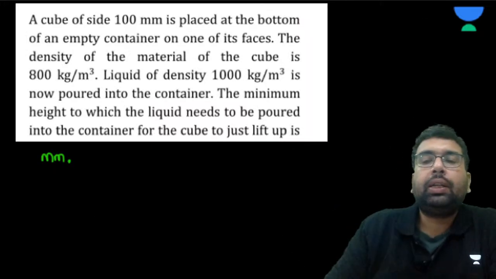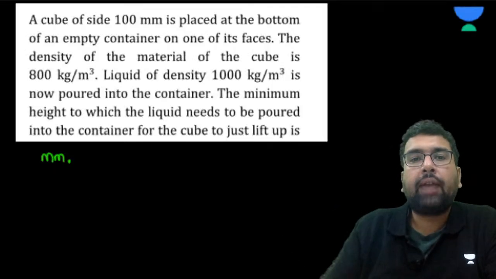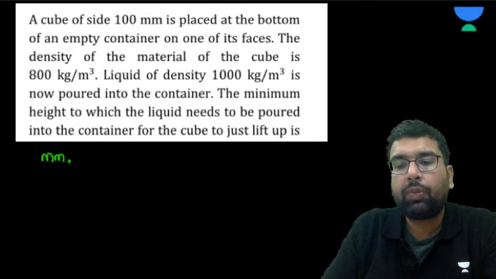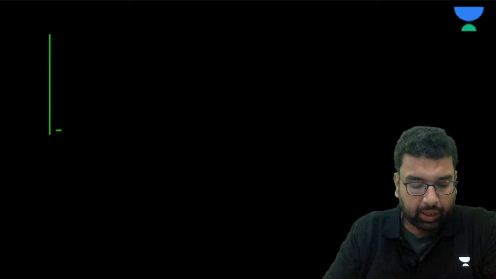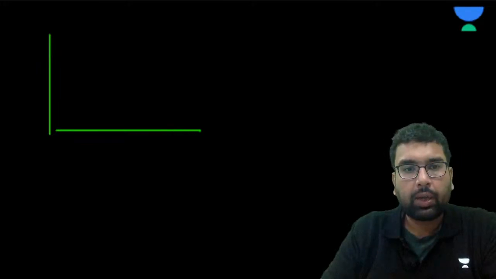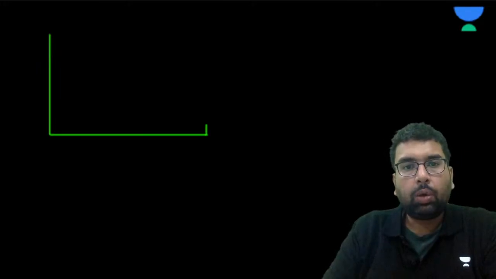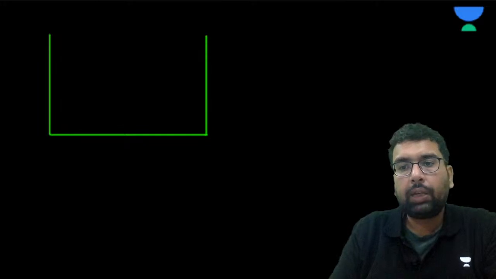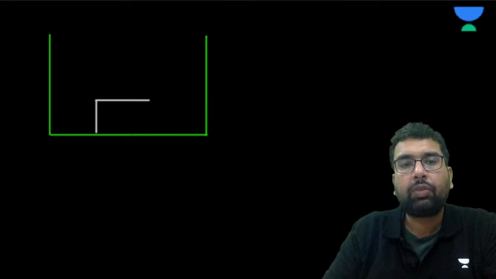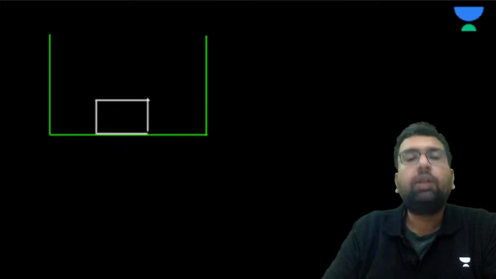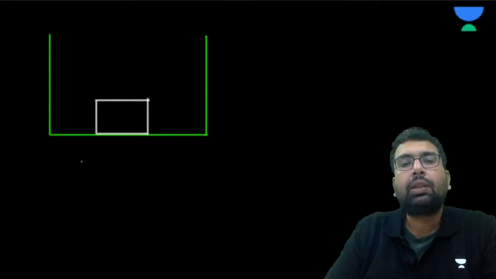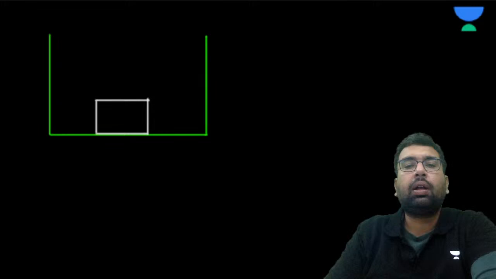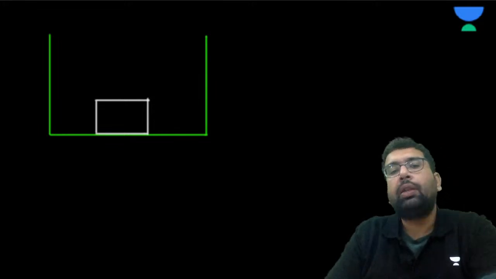So it says a cube of side 100 is placed at the bottom of an empty container on one of its faces. See, in physics, what they normally do, there is a lot of scope to twist the language of the question. One easy concept question they can make in a way that the language is so complex that students fear before answering the question.